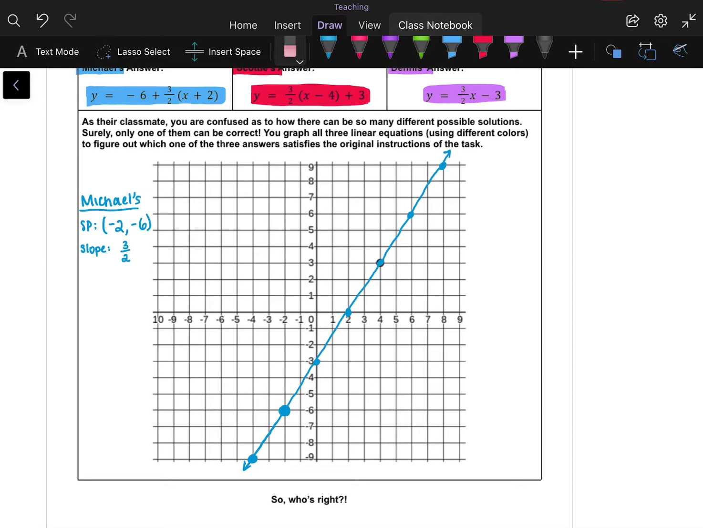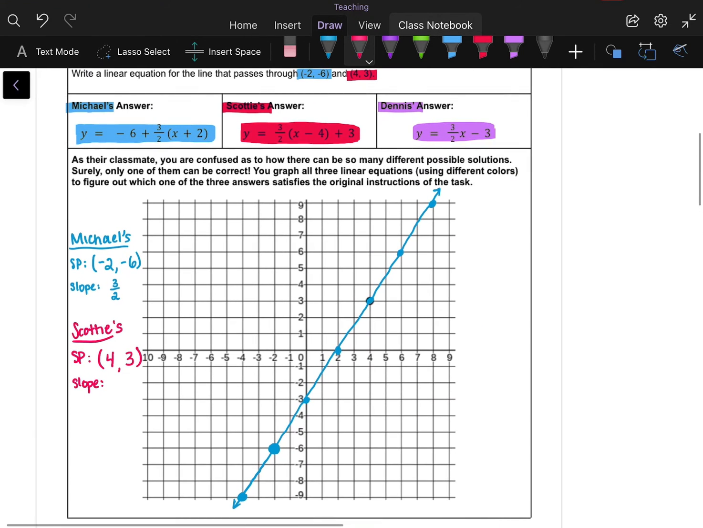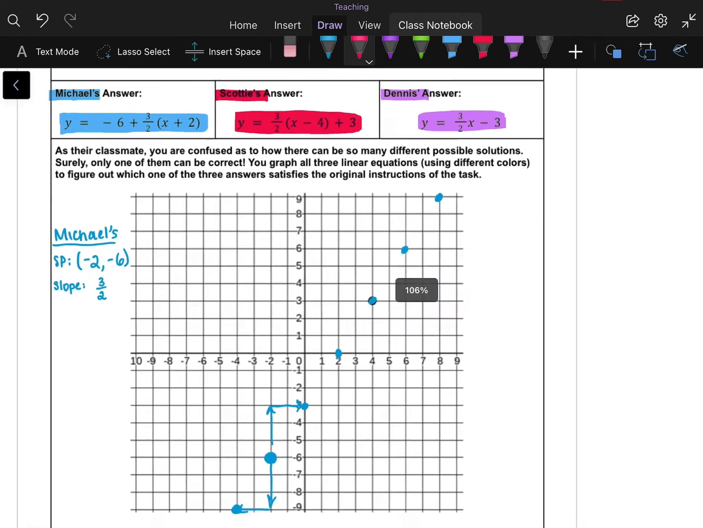I'm going to go ahead and erase my rise over run steps just because we're going to graph all three lines here, so it's going to get a little bit messy. Alright, the next one we're going to look at is Scotty's equation. What is our starting point from Scotty's equation? Good, this one's going to be (4, 3), and our slope for Scotty's, again, is multiplied by those parentheses, which is 3 over 2.